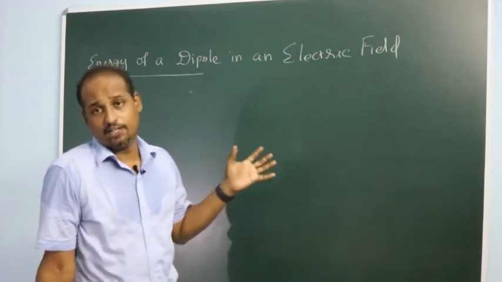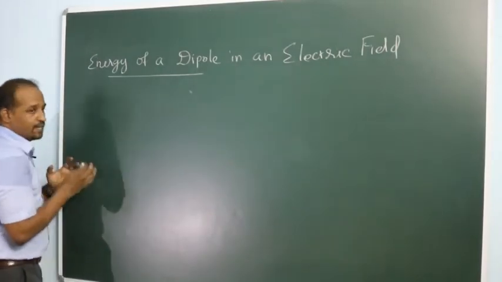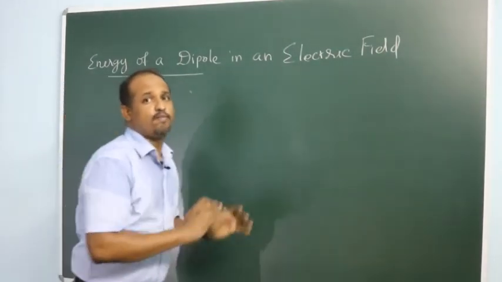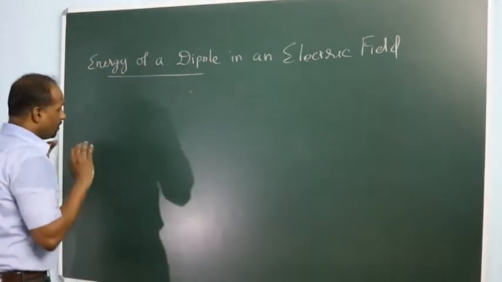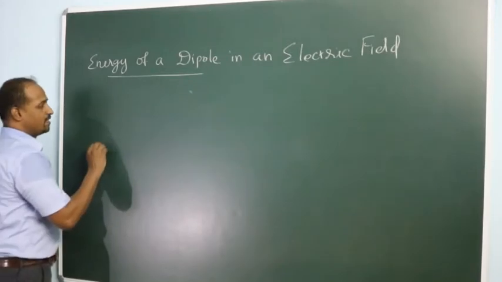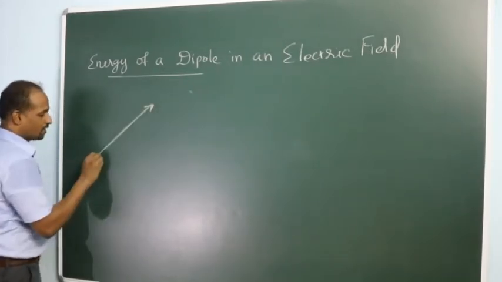What is the energy of a dipole in an electric field? If a dipole is in an electric field, it experiences torque. Let us assume only one special case. There is a uniform electric field E in this region, there is a dipole, and the dipole moment is from negative charge to positive charge.